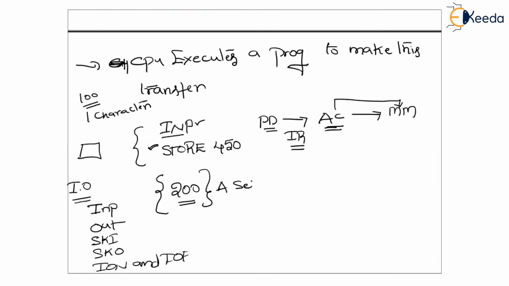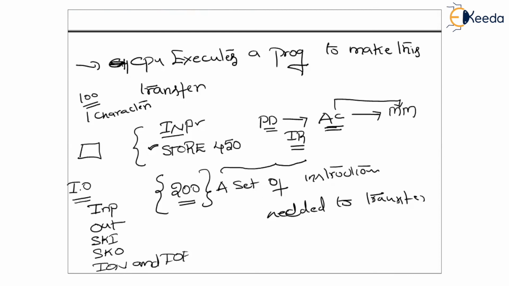A set of instructions needed to transfer. Okay. Hence, programmed IO. What do you mean by a set of instructions? A set of instructions is a program, right? So that is the reason why we are calling it a programmed IO.